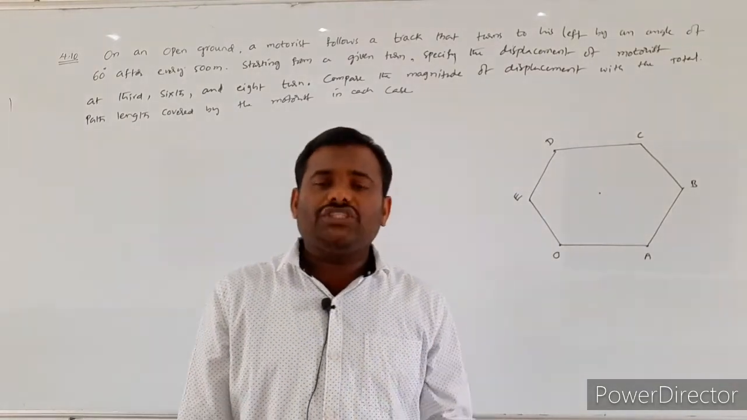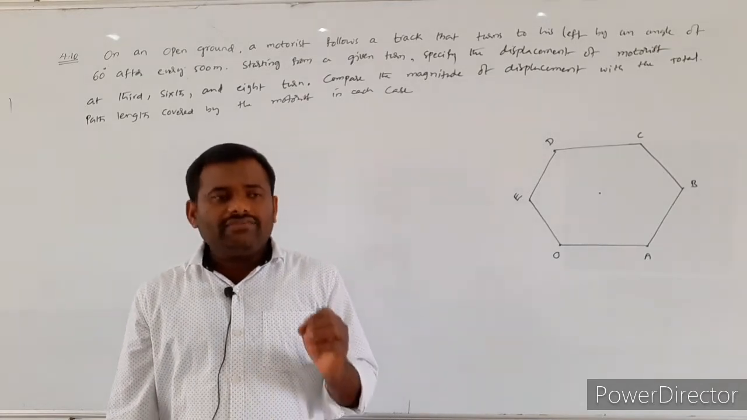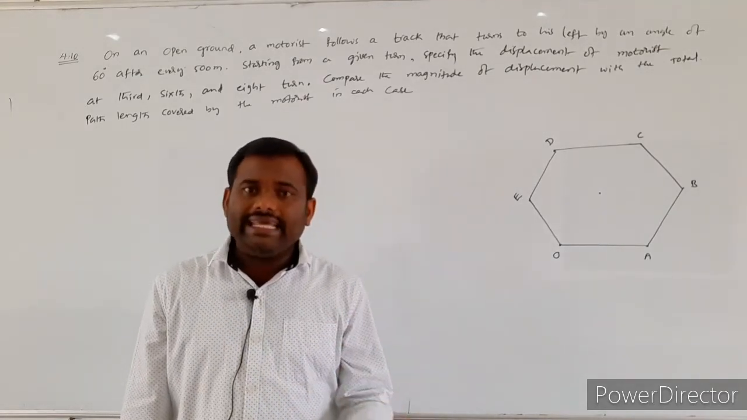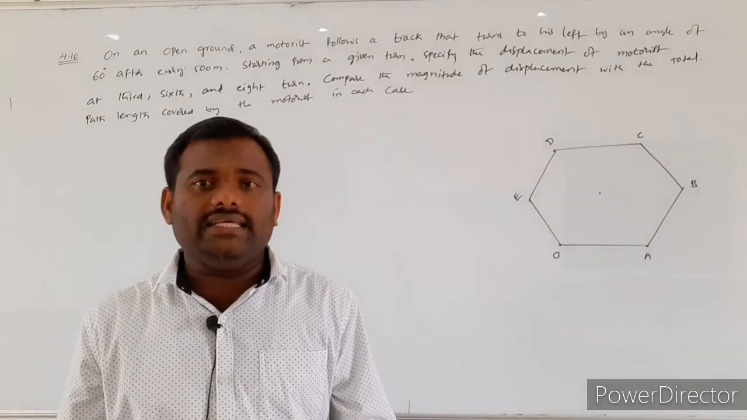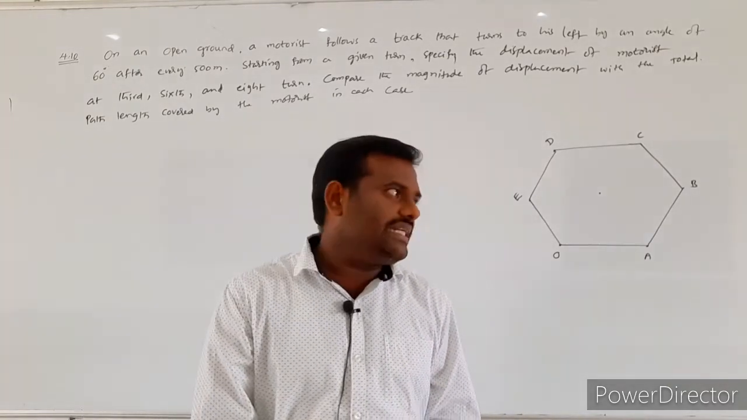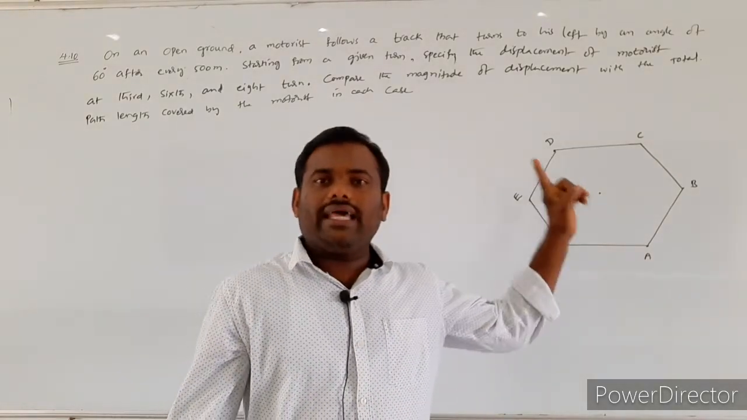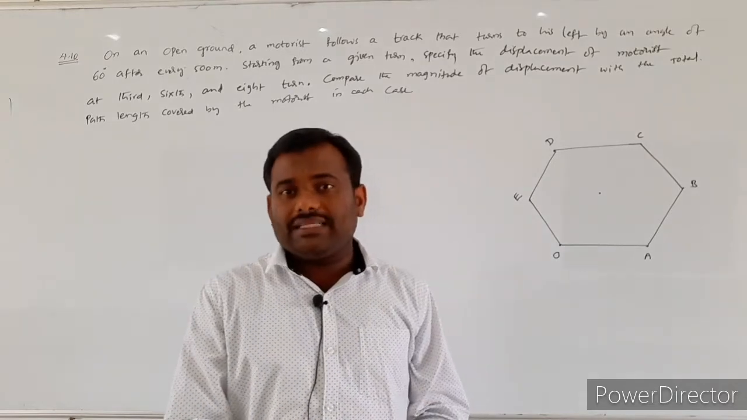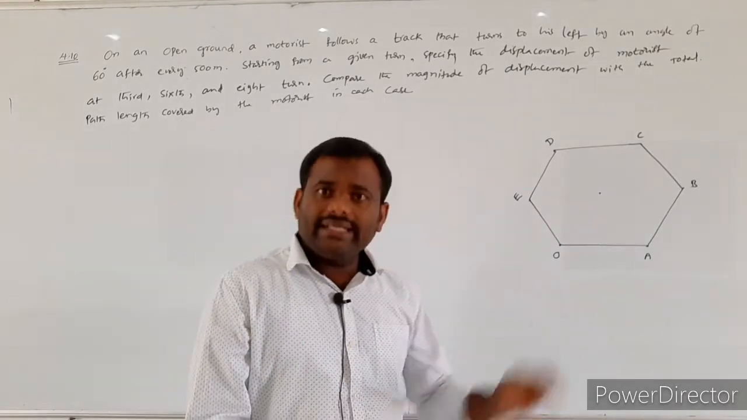After the completion of every 500 meters, he will be taking a turn through an angle of 60 degrees. So the corresponding path is nothing but a hexagon. Which path will he travel? We have to imagine that it is nothing but a hexagon.